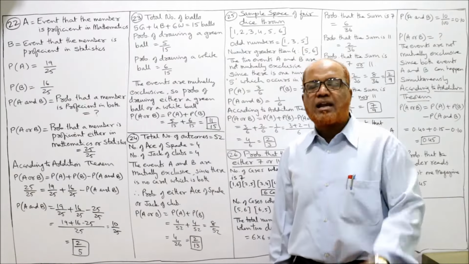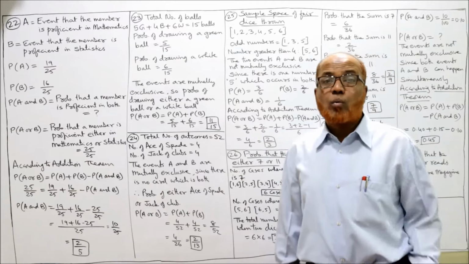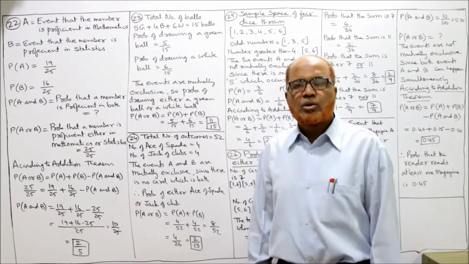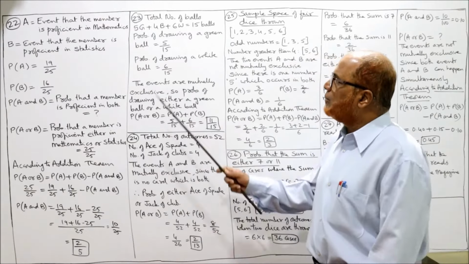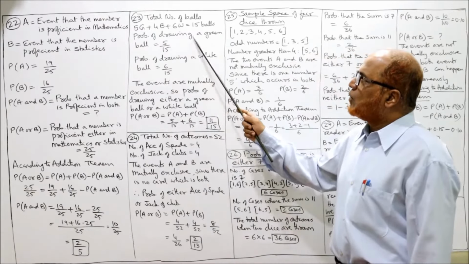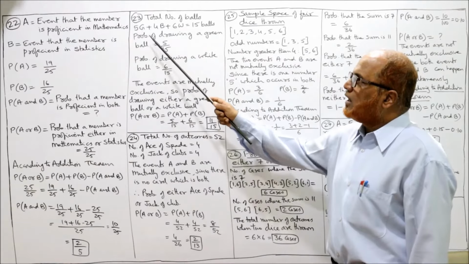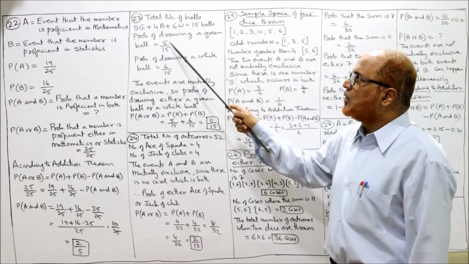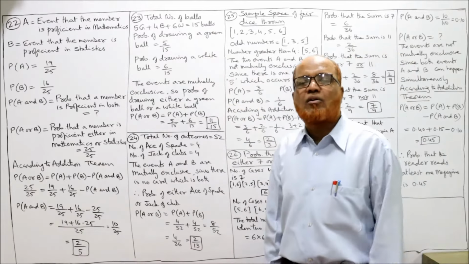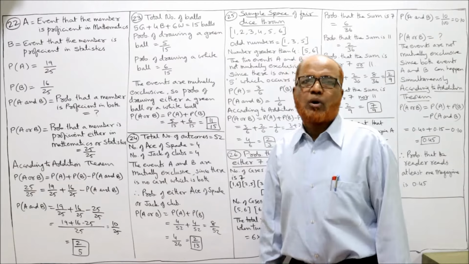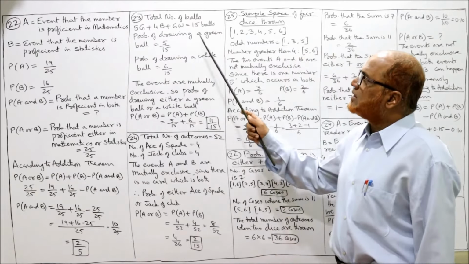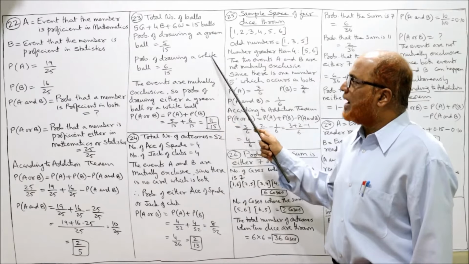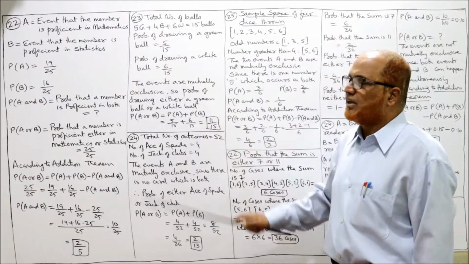One ball is randomly chosen from the bag. What is the probability that this ball is a green ball or a white ball? So we find what is the probability of a green ball. Probability of drawing a green ball. So how many green balls are there? 5. Total number of balls 15. So 5 by 15 is the probability of drawing a green ball. And how many white balls are there? 6 white balls are there. The probability of drawing a white ball is 6 by 15.